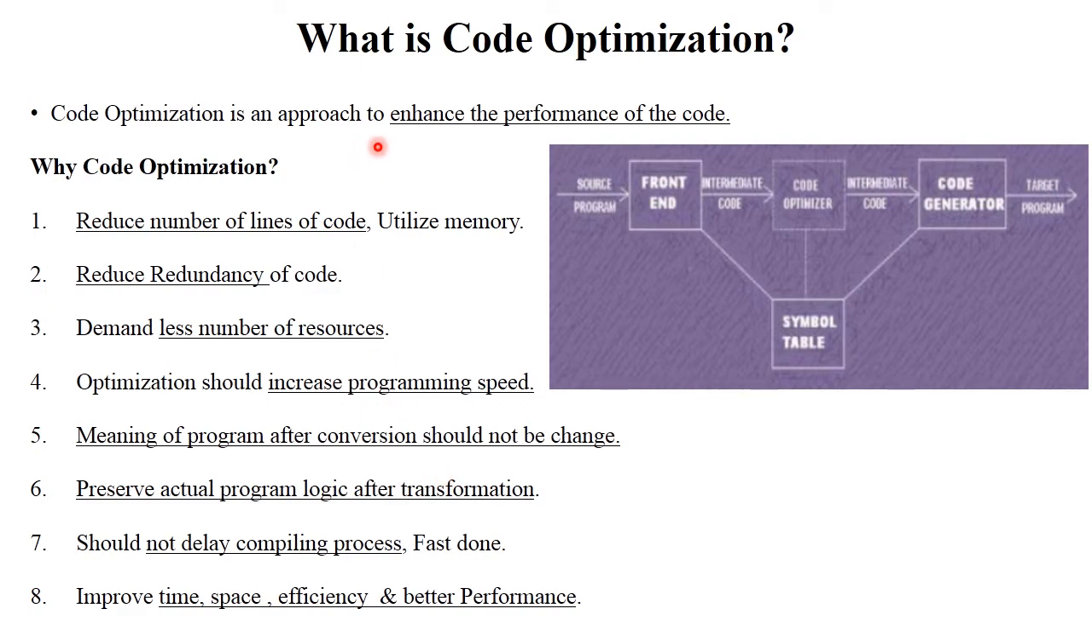Code optimization is an approach to enhance the performance of your code. See here, this is a source program. The source program is converted into intermediate code. What intermediate code is and how it is represented, we already learned in my previous video. Intermediate code is provided as an input to the code optimizer. The optimizer optimizes the code, and this optimized code is provided as an input to the code generator phase. So code optimization is the second last phase of the compiler. Clear?